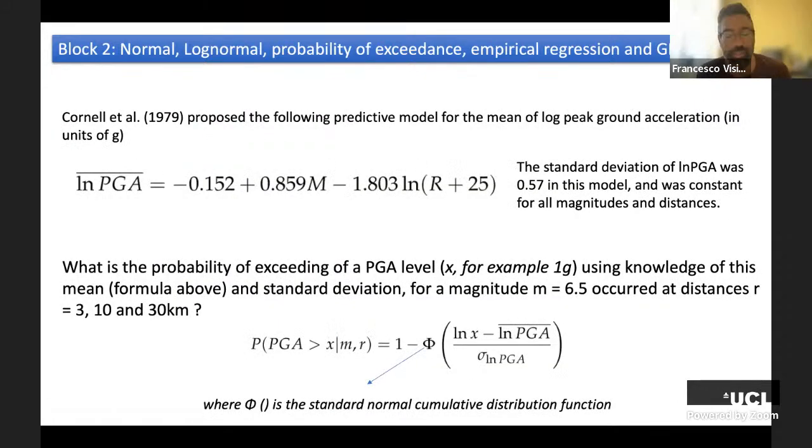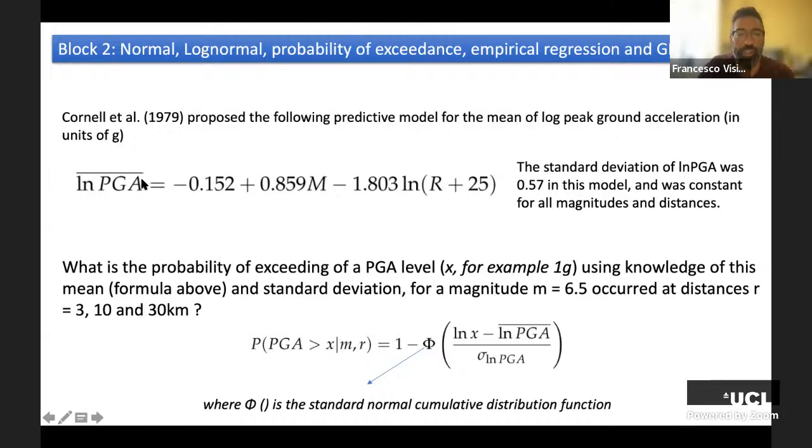One of the first models, or the first equation, proposed to fit the ground motion, just to give credit, was proposed by Cornell et al. in 1979, who proposed the following form. Now there are 10,000 models, very, very complicated. I used this one not only for credit, but also because it's very simple and easy to understand. I want just to focus on the meaning of these terms, not on the perfect fit.